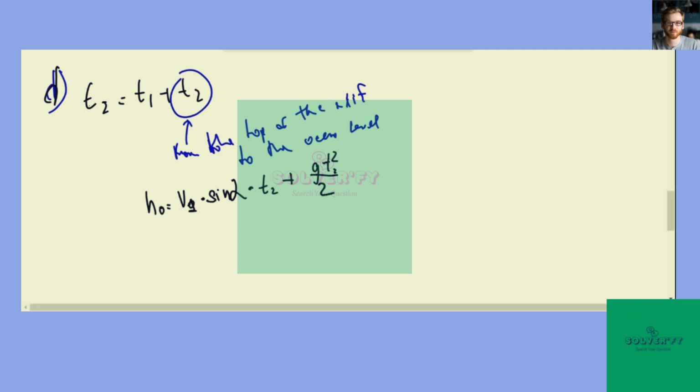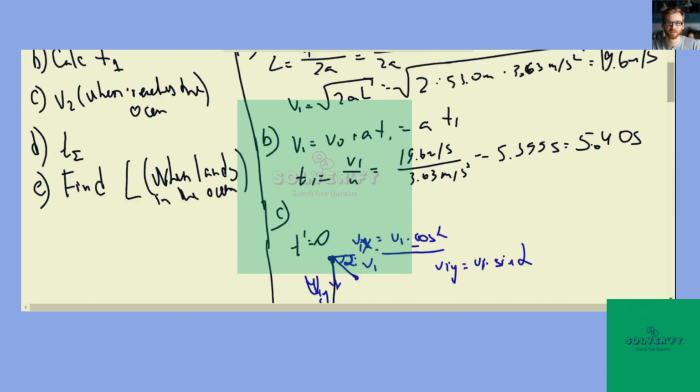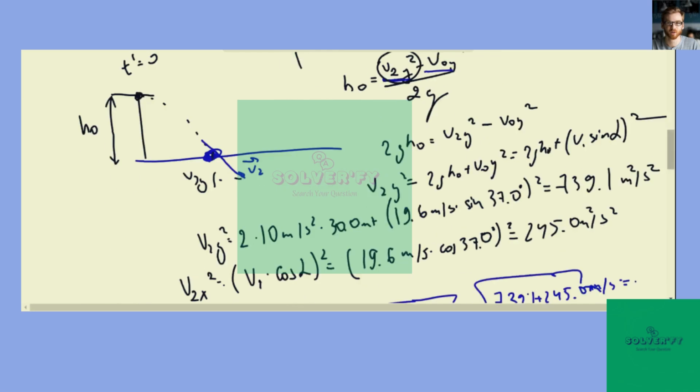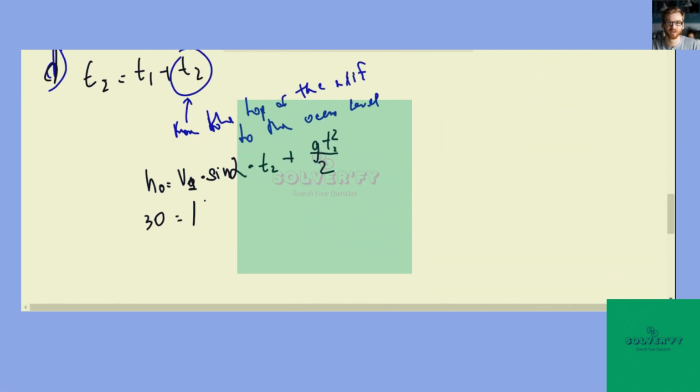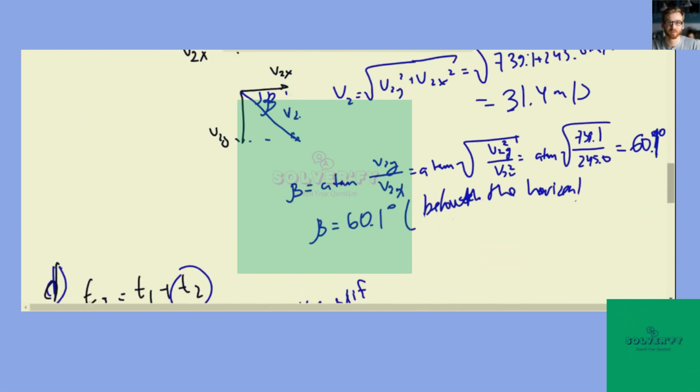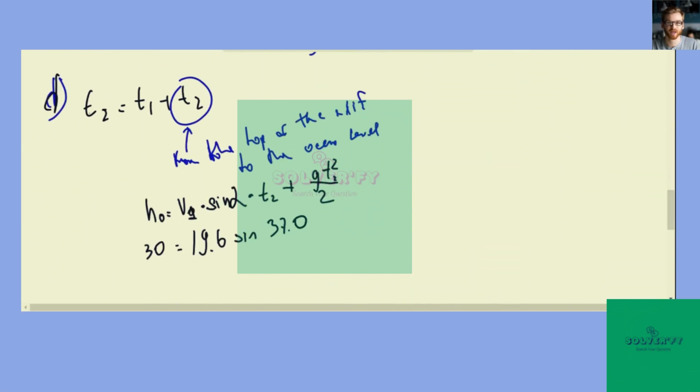So let's do this. h0 is 30. Everything is in SI, therefore we can just substitute parameters with the numbers. So h0 is 30 meters, it equals 19.6 times sine of, what's the angle? I've already forgotten it, 37.0 degrees, times T2 plus 5 T2 squared. So let's rearrange this quadratic equation.